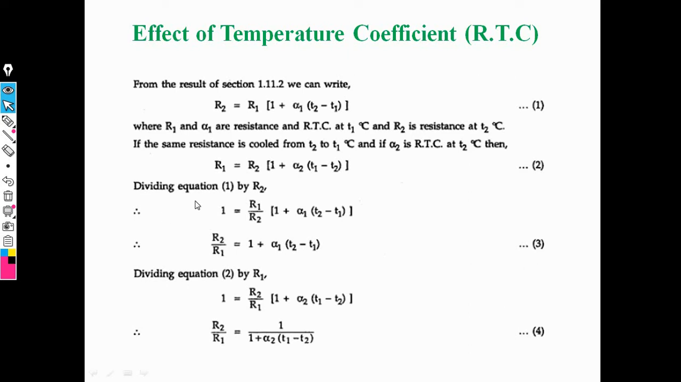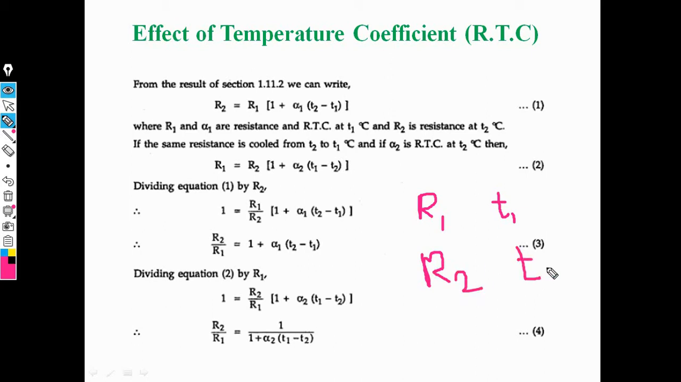Then in the previous equation we have to find R2 = R1(1 + alpha1(T2 - T1)). Here R1 and alpha1 are the resistance and temperature coefficient, where the temperatures are T1 degree Celsius and T2 degree Celsius. The resistance R1 depends on T1, then resistance R2 depends on T2.